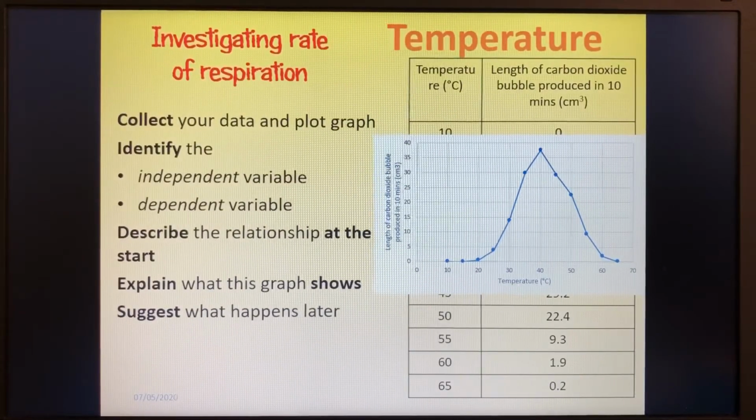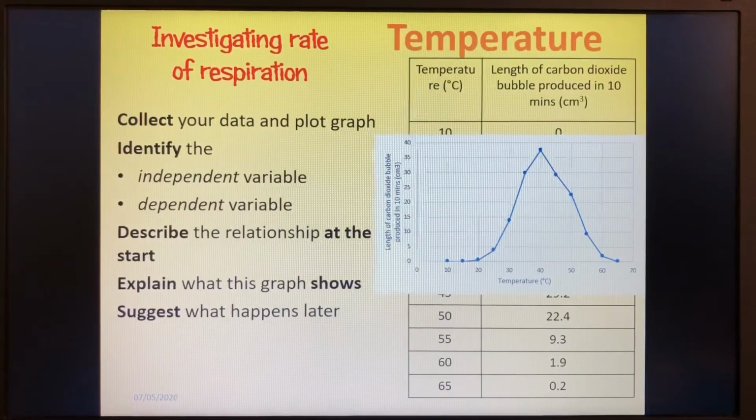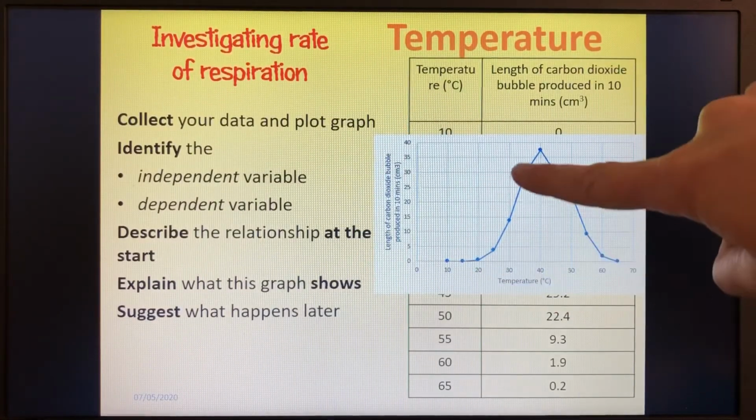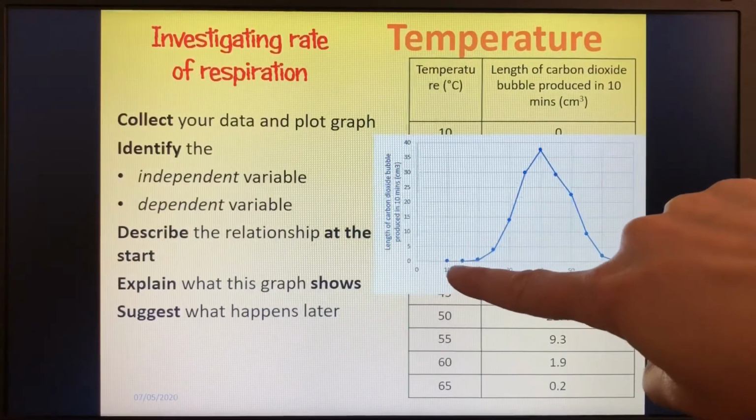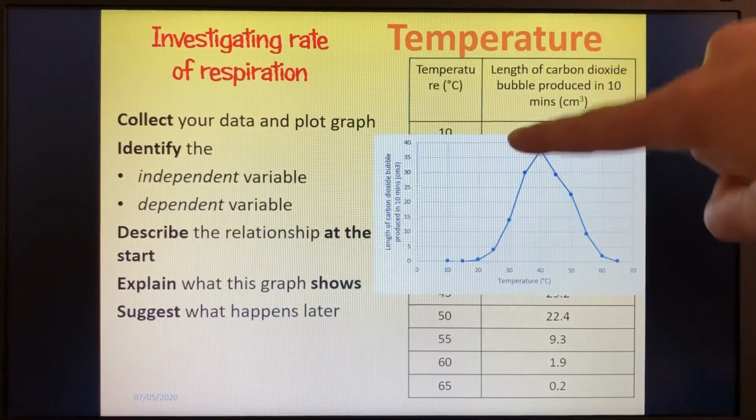And describe the relationship at the start. We can see that at the start, as the temperature increases, so does the length of carbon dioxide bubble. So therefore, we can say as temperature increases, the rate of reaction increases.